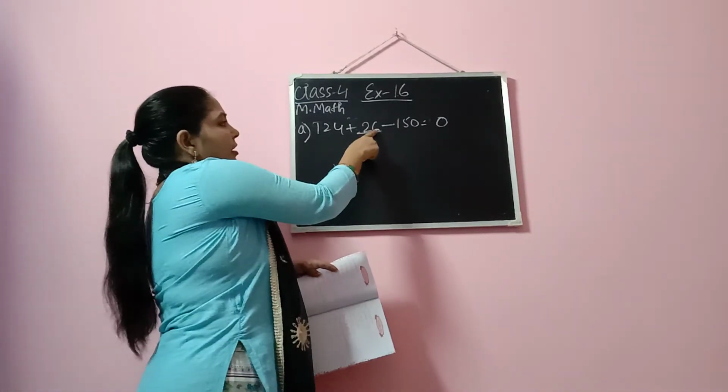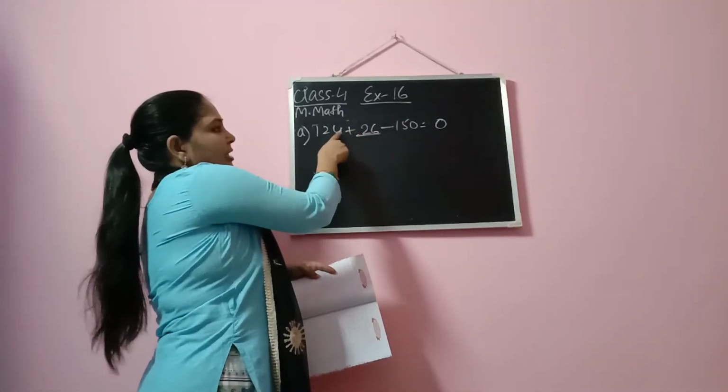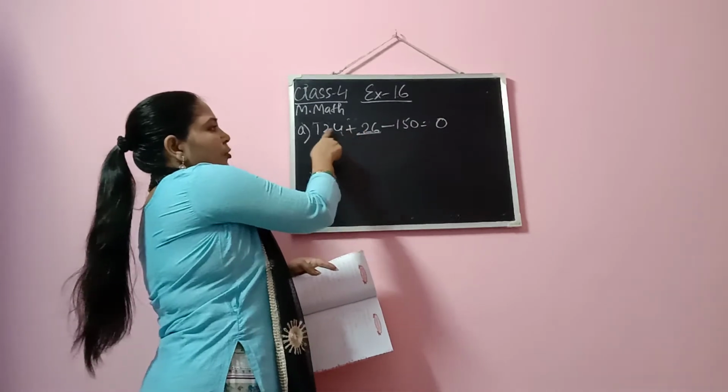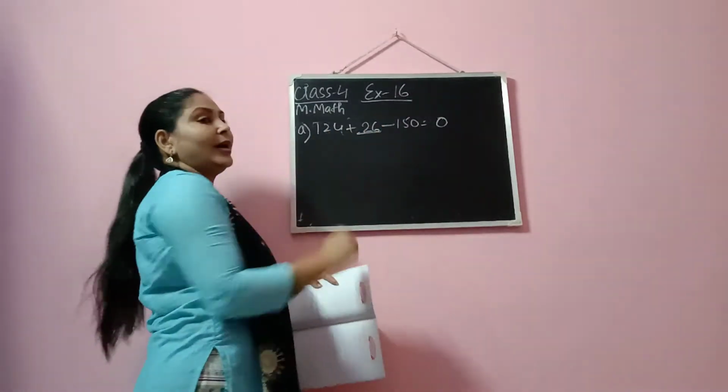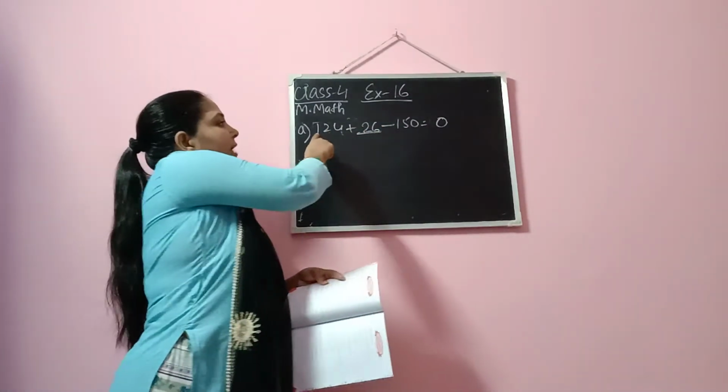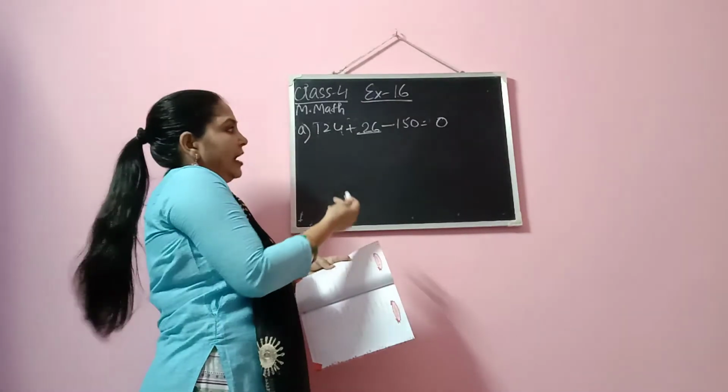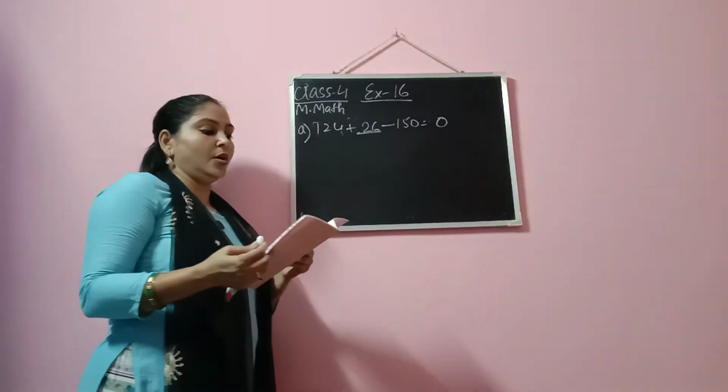So you see, 6 plus 4 is how much? 0. And then 2 plus 2 is 4. 4 plus 1 is 5. Okay. And then this will remain as it is. So the answer will be 26.